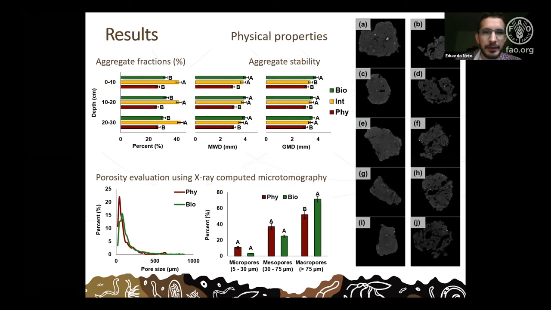In the results, we have the percentage here of aggregates. The biogenic formation aggregates represent an average of 32% of soil aggregate mass. This shows a relevant contribution of soil macrofauna, Oligochaeta, and plant roots in the aggregate formation. Also, the biogenic aggregates showed the highest values of stability, whereas the physicogenic aggregates were the least stable.